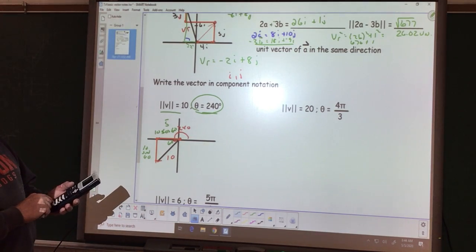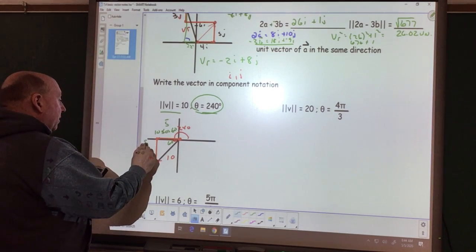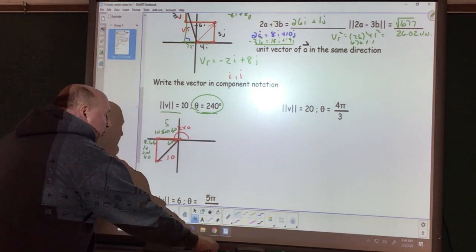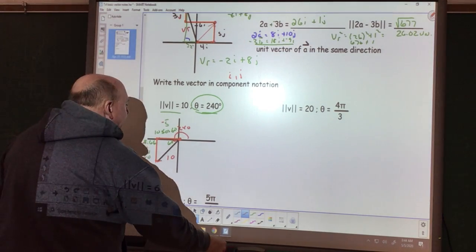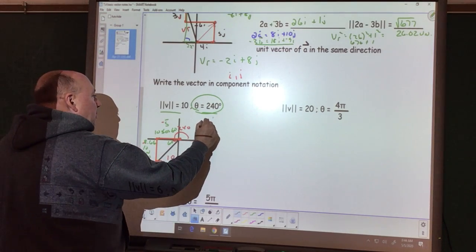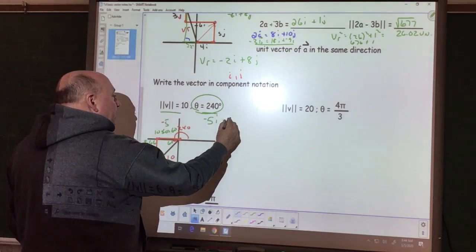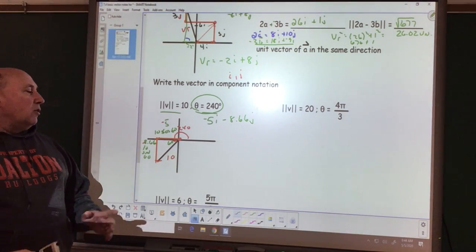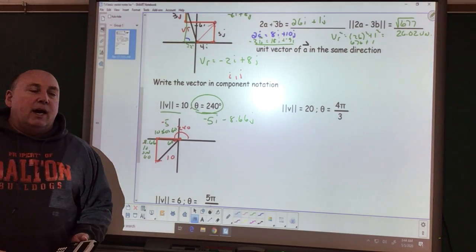10 sine of 60, I get 8.66. But I have to remember, if I go to the left or go downwards, I need to throw in negative signs here. So I can rewrite this vector as negative 5i minus 8.66j. The horizontal component will always deal with cosine. The vertical component, we will always deal with sine.